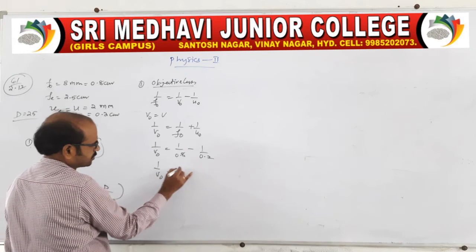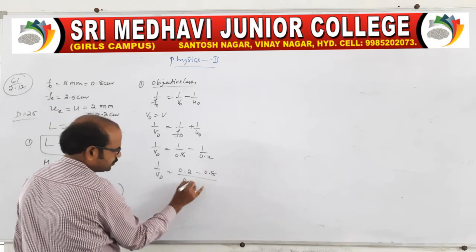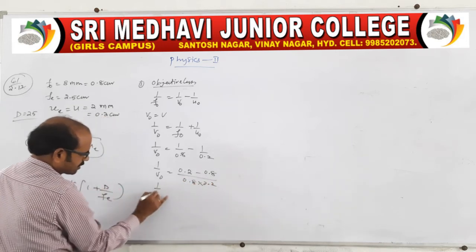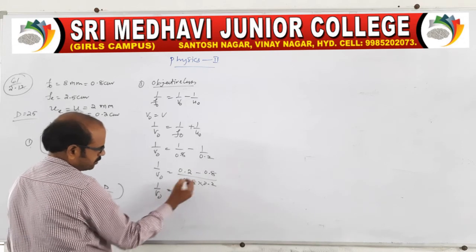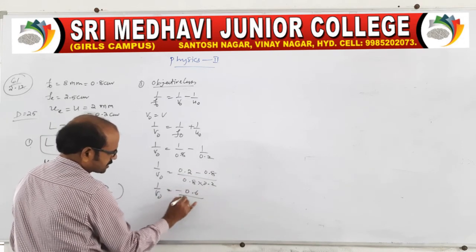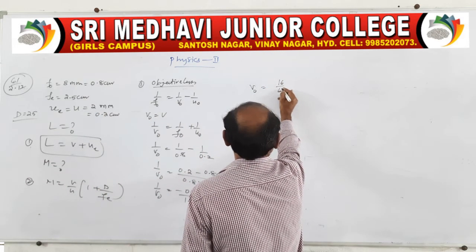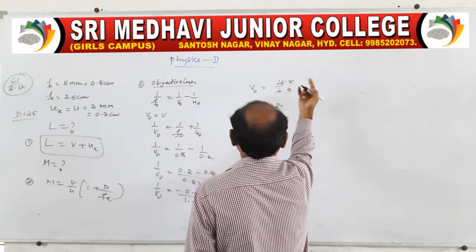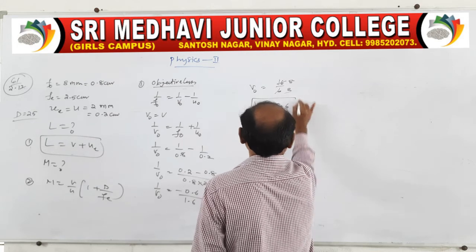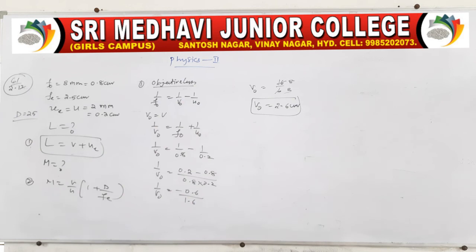1 by V naught is equal to 0.2 minus 0.8 by 0.8 into 0.2. So 1 by V naught, suppose you subtract this, what will happen? Minus 0.6 by 1.6. So V naught is approximately 16 by 6, so 8 by 3, V naught is equal to 2.6. This is the image distance formed by the objective lens. Now V naught is over. That is, we can say V.